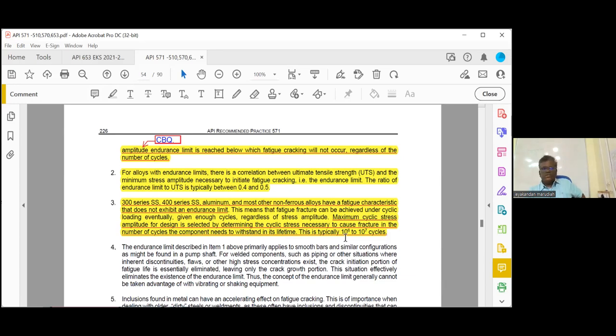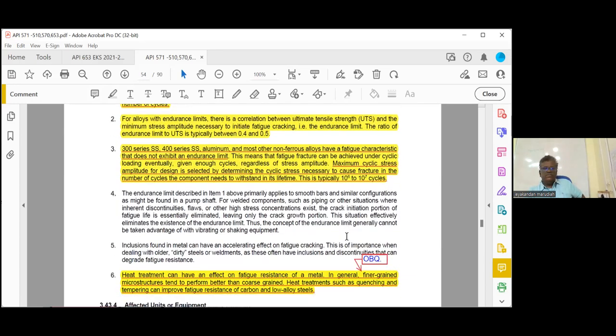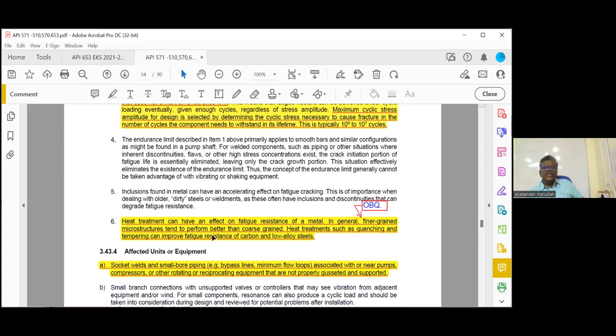Now 6. Heat treatment can have an effect on the fatigue resistance of a metal. In general, fine-grained microstructures tend to perform better than coarse-grained ones. Heat treatment such as quenching and tempering can improve the fatigue resistance.